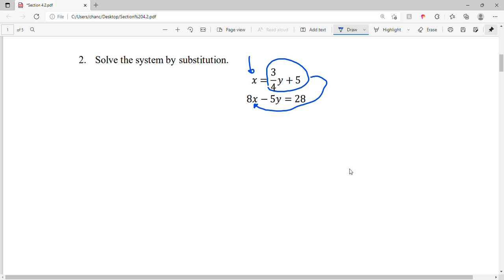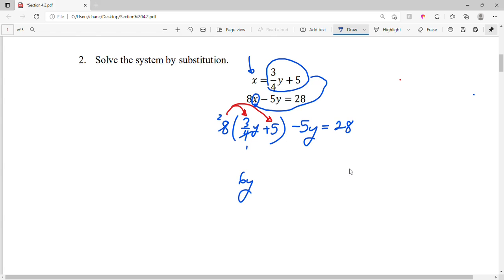This will give us 8 times (3/4 y plus 5). That's what we're substituting in, replacing that x. Don't forget the parentheses. And that's equal to negative 5y equals 28. The next step is to distribute. We'll multiply 8 times 3/4 y, and then 8 times 5. 8 times 3/4 y, that simplifies and so that's equivalent to 6y. And then 8 times 5, that's 40.